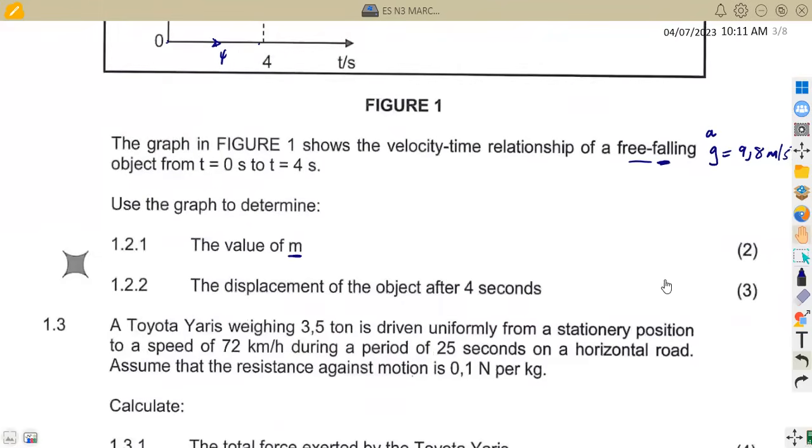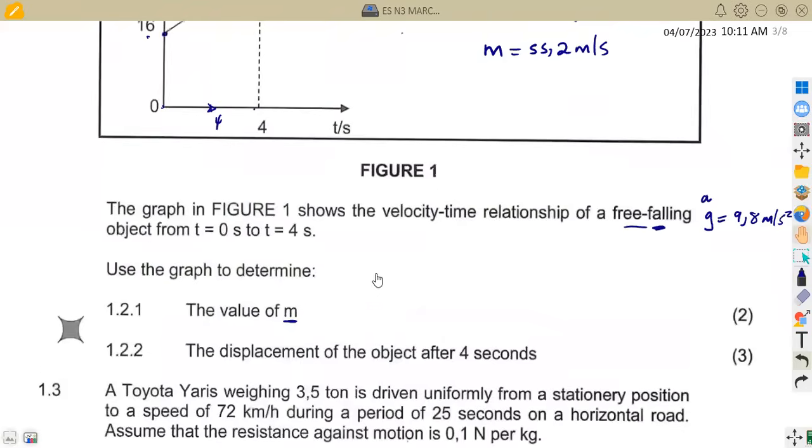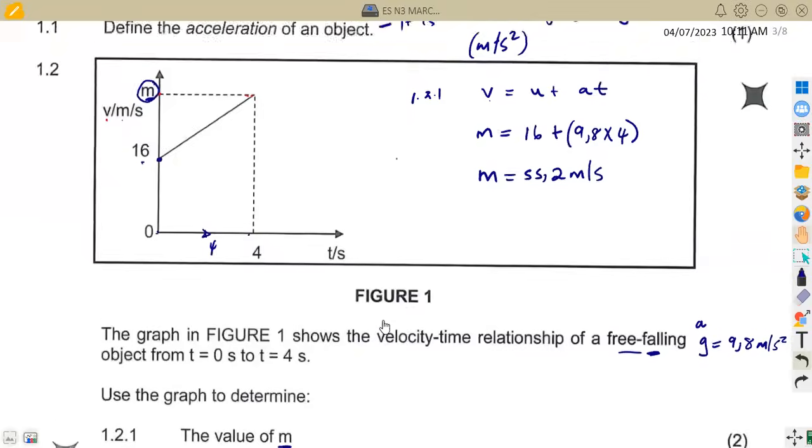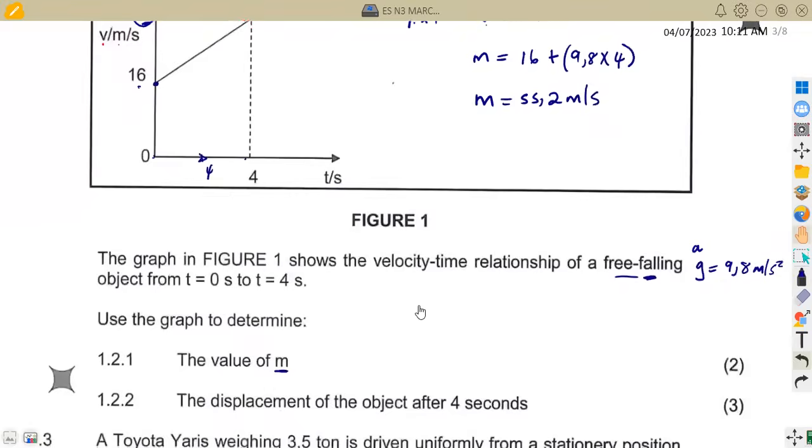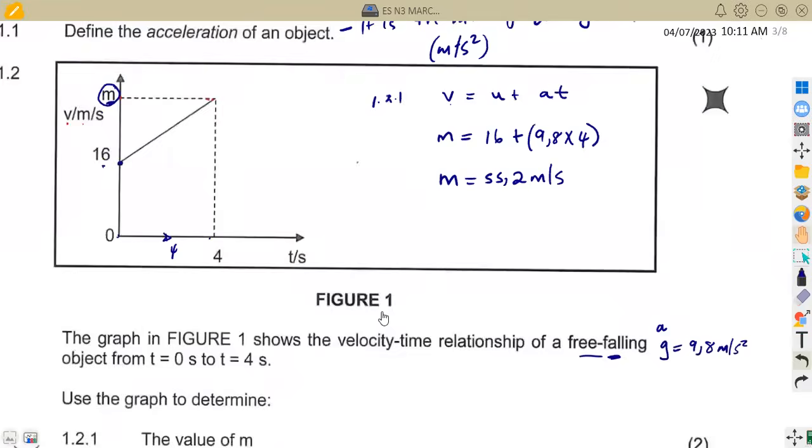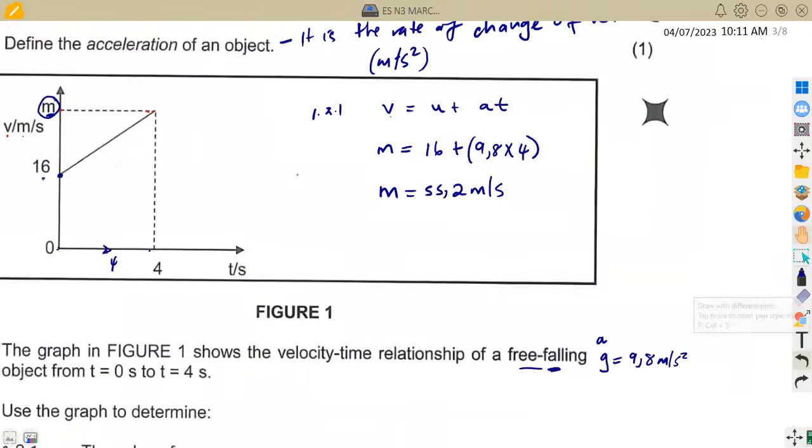1.2.2, the displacement of the object after 4 seconds. So you want to calculate the displacement of this object. For displacement, there are so many ways that you can use. Remember that displacement is equivalent to area. So you can work with the area of the shape that you are given. Remember, at this point, we calculated m and we got that our m is 55.2. So we can use the whole trapezium to calculate the area.